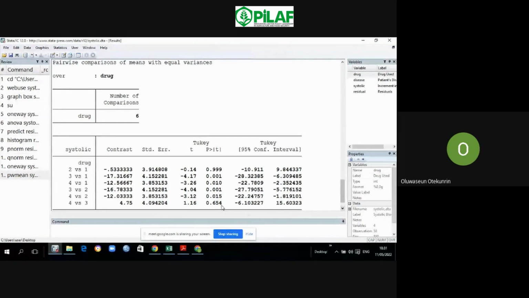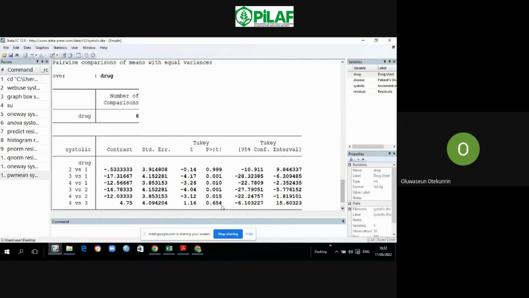What we are saying is that if you look at 3 versus 1, just like we had under Bonferroni, if you check it very well, you will see that the mean for 1 is higher than that of 3. 1 is higher than that of 4, and it's also significant. 2 is higher than that of 3, significant. 2 is higher than that of 4, significant. Even 1 is higher than that of 2, just that it is not significant.